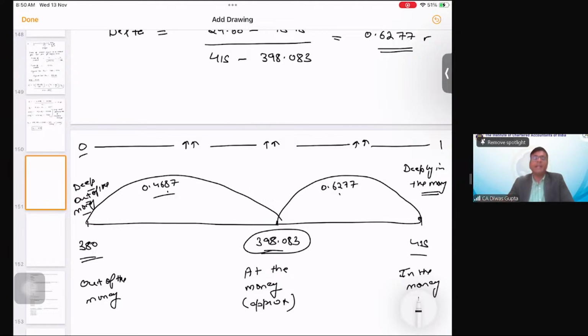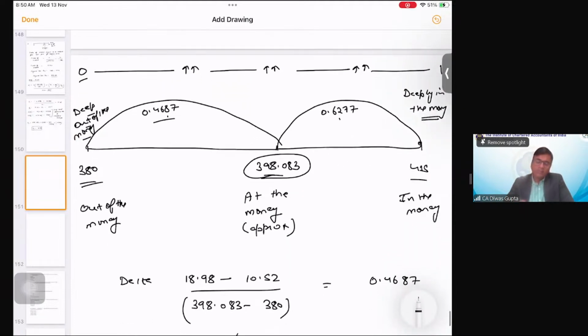But in case of deeply in the money, the price reaches 800, and from 800 the price goes up to 810. So the premium also will increase by 10 rupees because it is deeply in the money, and the delta for deeply in the money is 1. So this is the characteristic I was trying to explain through this question.